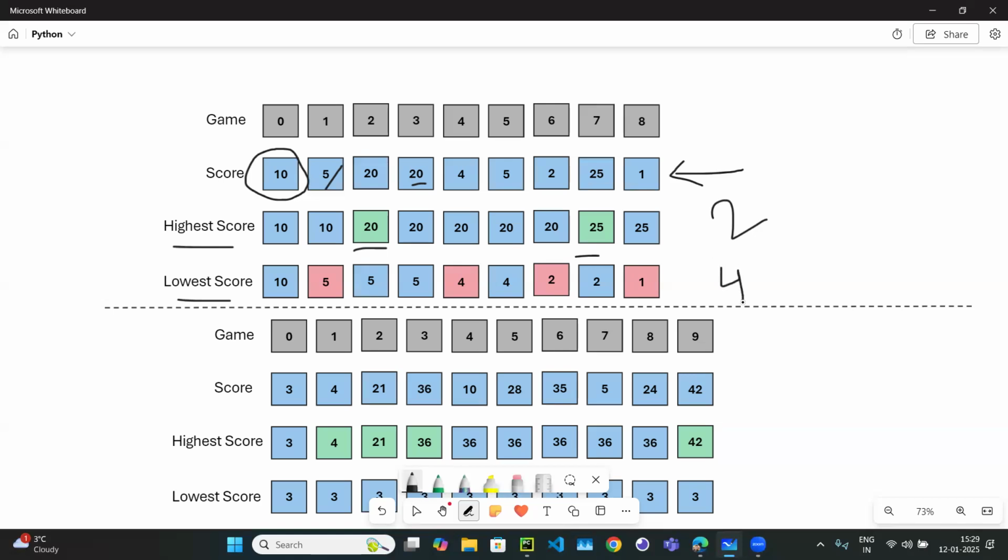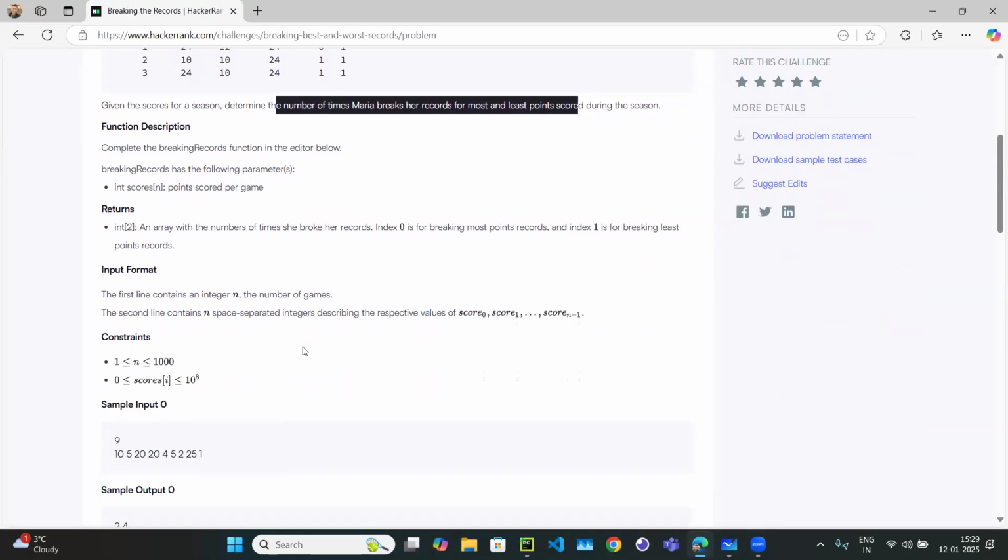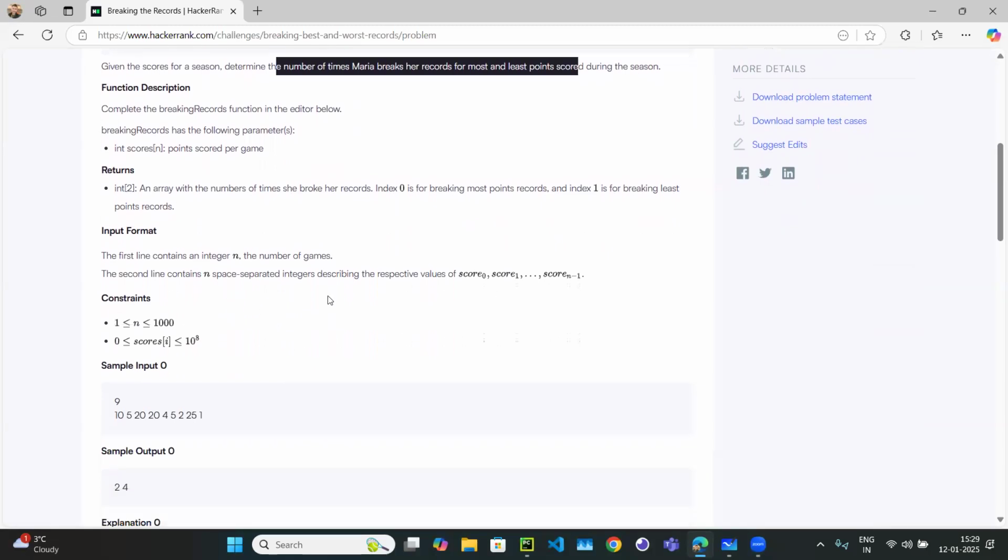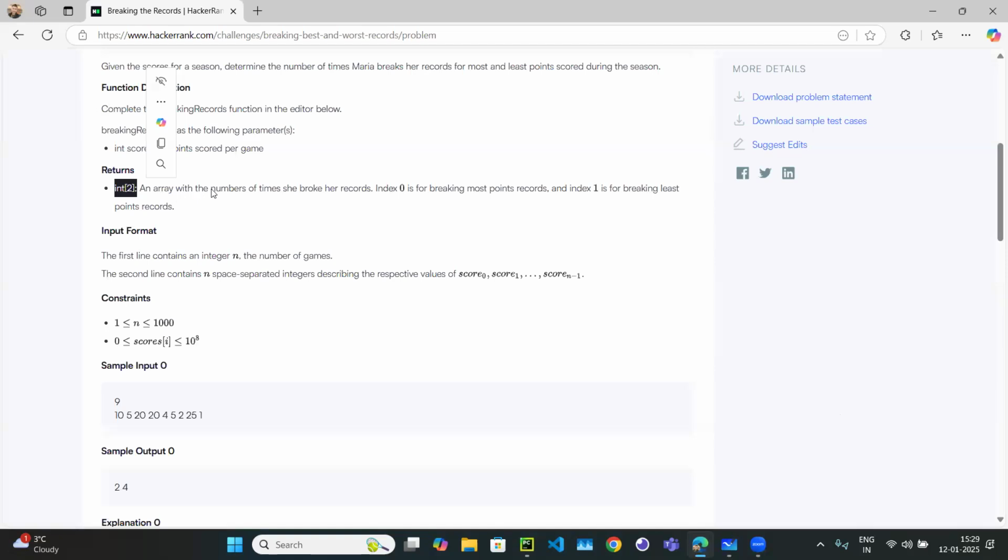So we need to return a tuple. We need to return an array with the number of times she broke the record, index 0 with the most points scored, index 1 with the breaking least points scored.